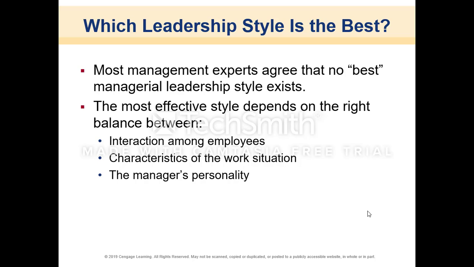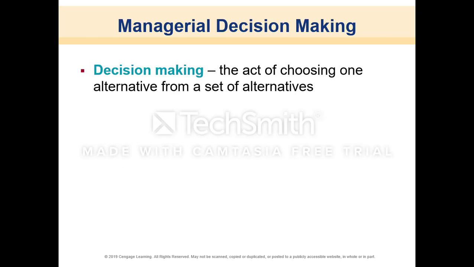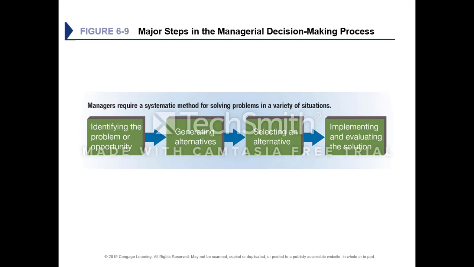Most management experts agree that there's no best managerial leadership style that exists. The most effective style depends on the right balance between interaction among employees, characteristics of the work situation, and the manager's personality. Managers require a systematic approach to decision making. And here's a flow chart of the major steps in the managerial decision process.